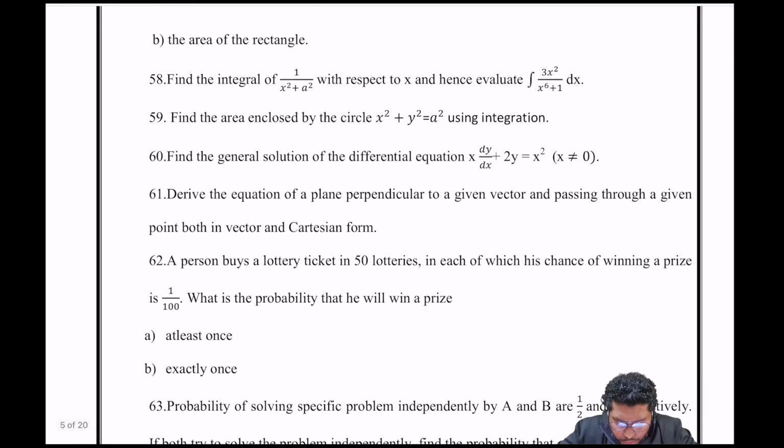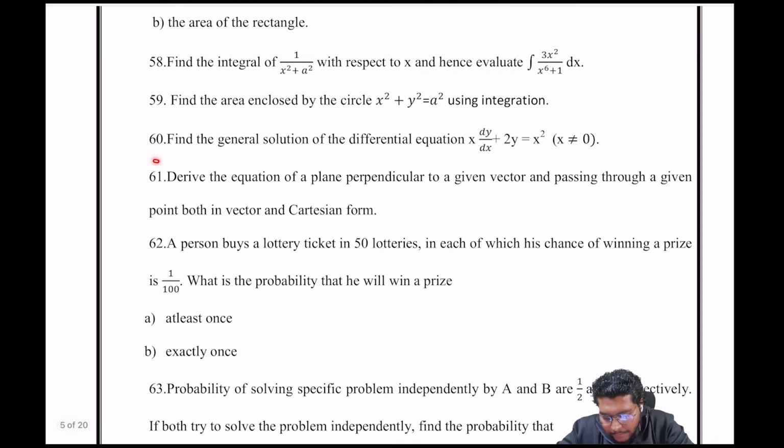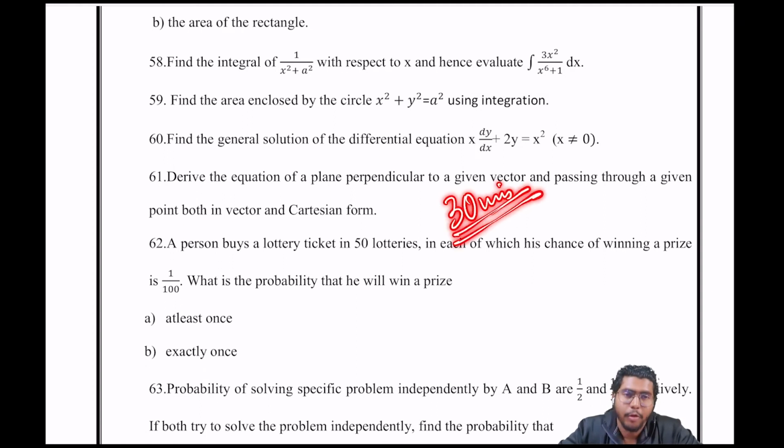Now coming to the next question which I told you. What is that one? This is 3D: derive the equation of a plane perpendicular to a given vector passing through a given point, both in vector and Cartesian form. So these 4 or 5 derivations are there in the 3D part. Do it solid, properly do it with me. Done derivations, nothing more you need to do. This will take around 30 minutes and you'll be safe and secure.